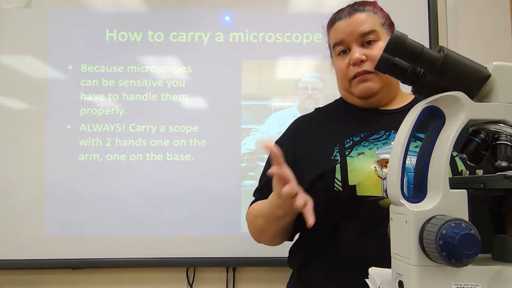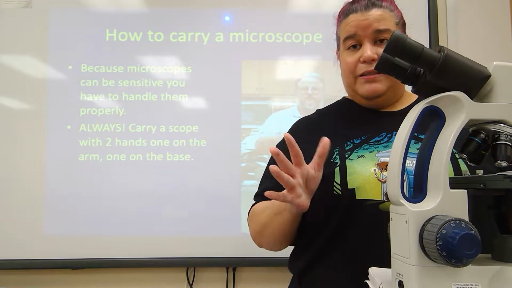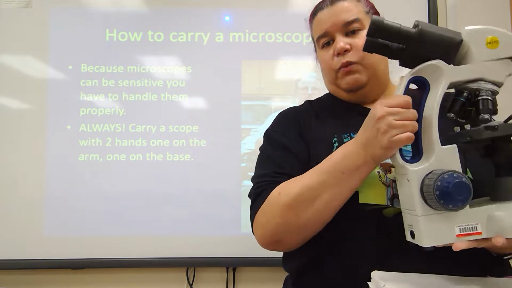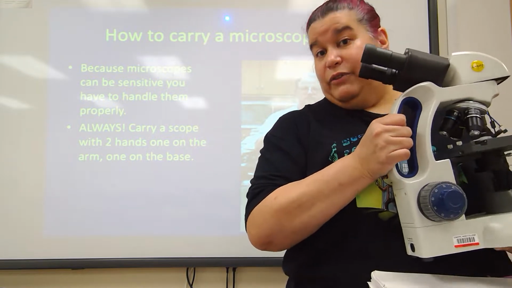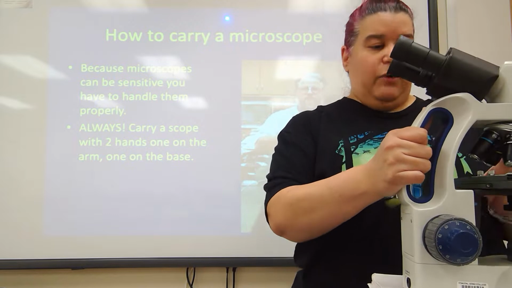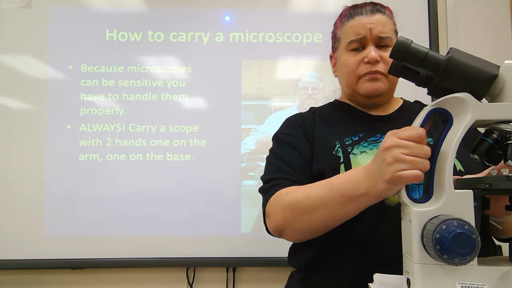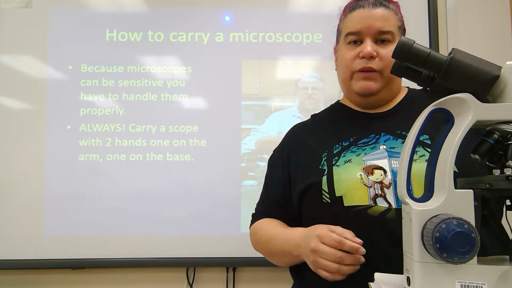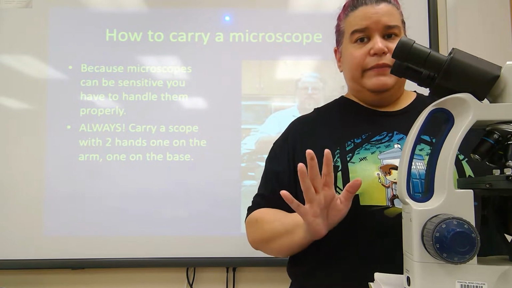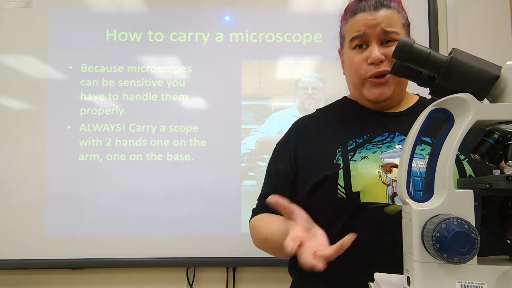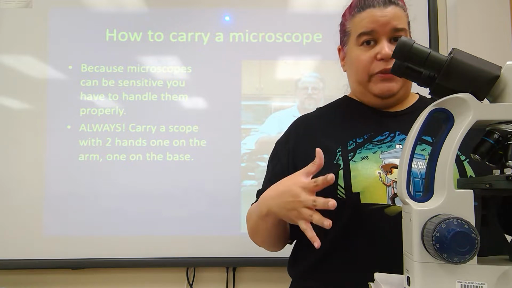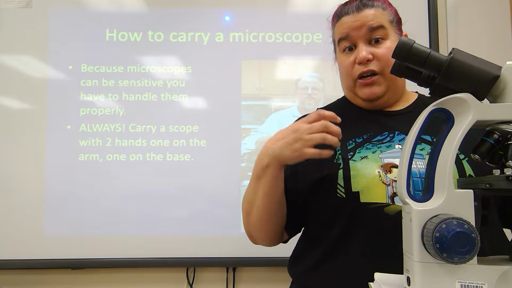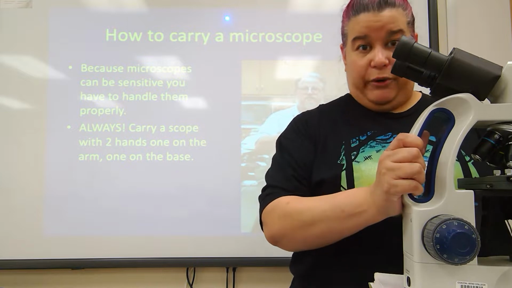So how do you handle it? Well, one thing is you always use two hands when you're carrying it. One on the arm, one underneath the base. That way you have a good grip on it. You never ever want to try and hold it just by this or hold it in one hand. That's not a good idea. They're heavy, they're kind of awkward weight wise, they don't really distribute their weight very well. So you want two hands to ensure that you've got a good grip on the microscope.